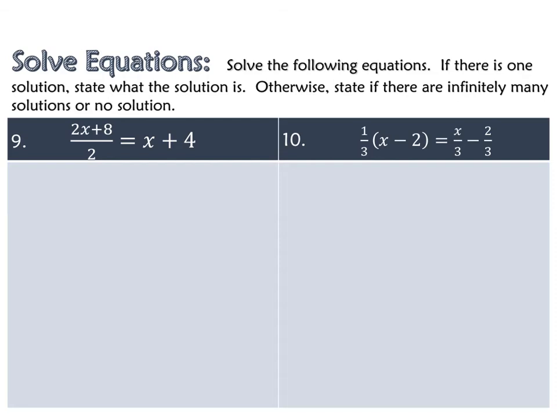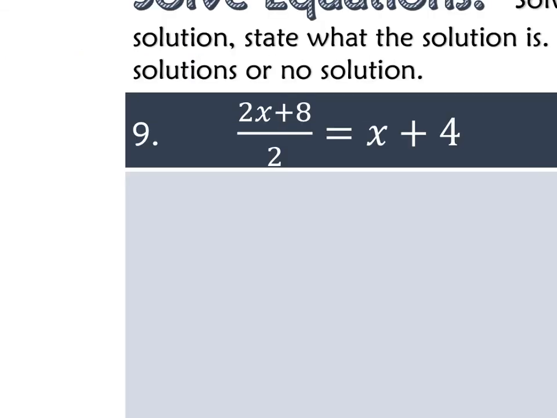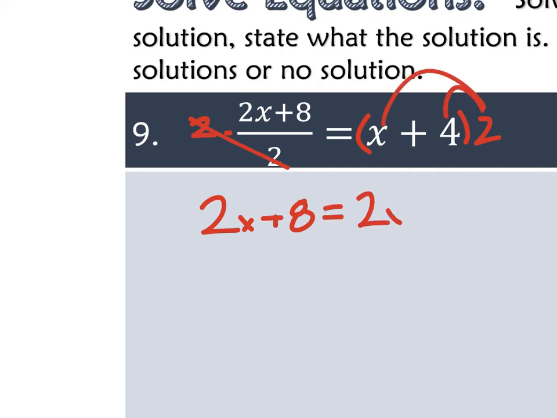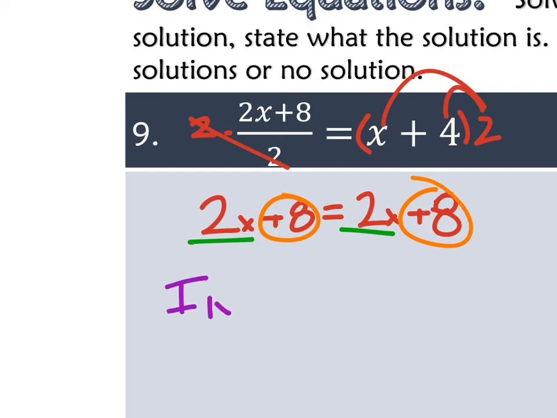All right, for number 9, we're going to do this a little bit different. What I'd really like to do is get rid of that fraction business, so I'm going to multiply both sides by 2, just like we would for a proportion. So that cancels out the 2's, and I've got 2x plus 8 equals, in fact, I'll do the distribution now, that's 2x plus 8. Well, the coefficients of x are the same, and we're adding the same thing in both places. So this one is infinite solutions.